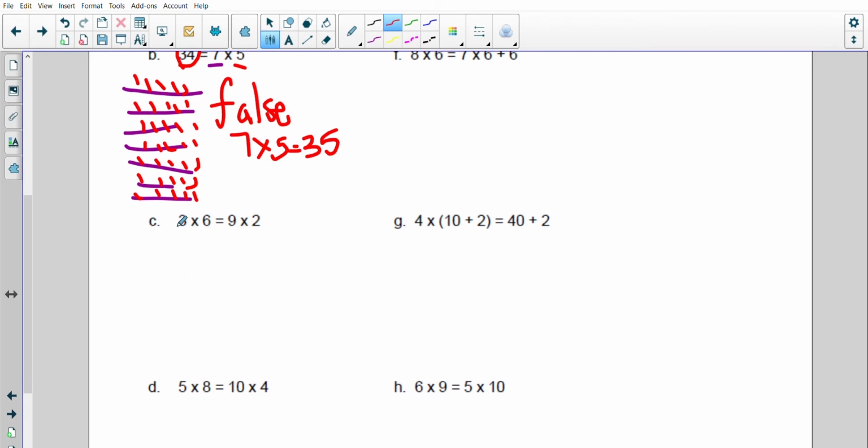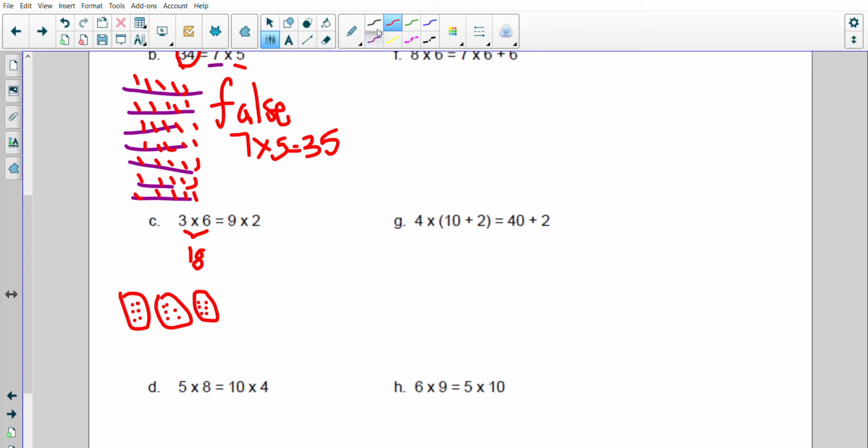All right, letter choice C. 3 times 6 is the same as or is equal to 9 times 2. Well, to prove this is true or false, I need to solve each side of my equation. So I'm going to start here. I want to know what is 3 times 6. Well, 3 times, and there's 6 in each group. 1, 2, 3, 4, 5, 6. 7, 8, 9, 10, 11, 12, 13, 14, 15, 16, 17, 18. So my picture shows that I have 3 times 6 equals 18.